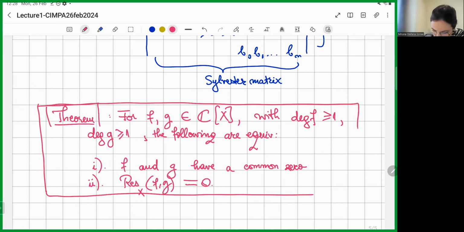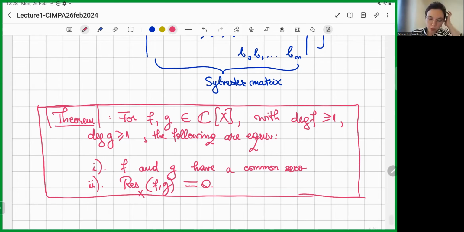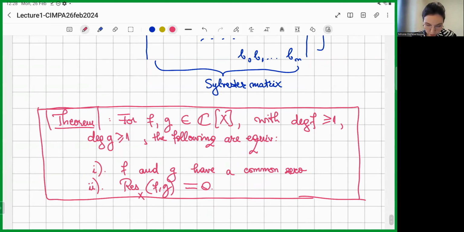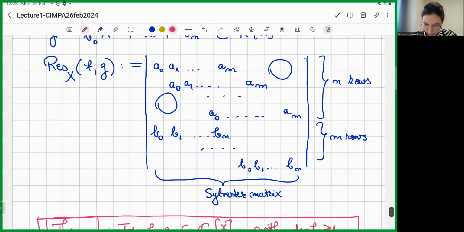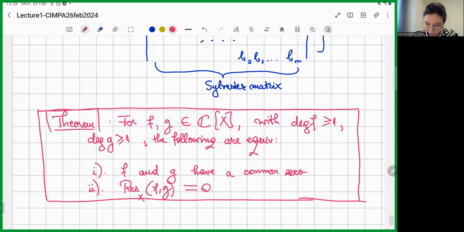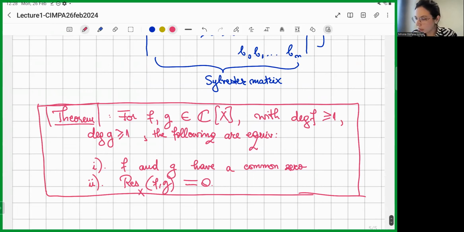This is one of the main results for this section of the univariate resultant. Essentially, as I said, this resultant gives us conditions in the coefficients of the polynomials. You see, this has a determinantal shape, this polynomial, such that the two polynomials have a common 0. And then let's see how to compress a bit this part.